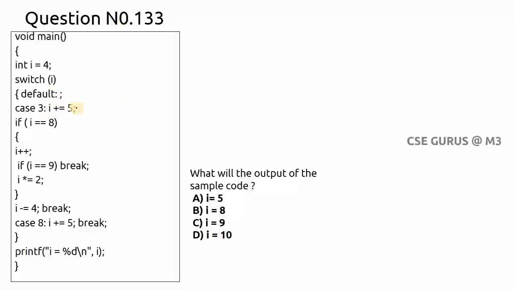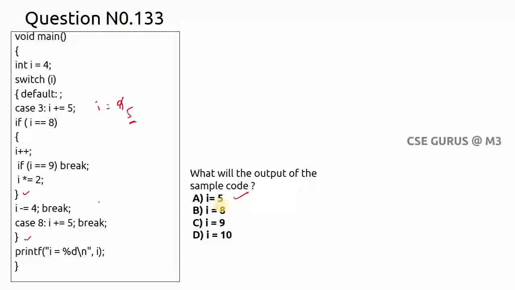So I plus equals 5 means I value will become what here? 4 plus 5, 9. After that the next statement, again there is no break. If 9 is equal to 8, false. So the if condition will not be executed. Anyway, the if condition closes here. Now I equals 9, I minus equals 4. So 9 minus 4, what is the value? 5. So I value will become 5. Break is there. So it comes out of the block, that is, the switch is closing here, and prints I value. What is the I value you are printing? 5. So answer A is correct.